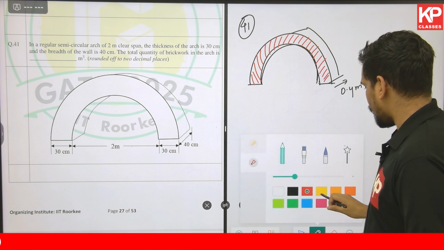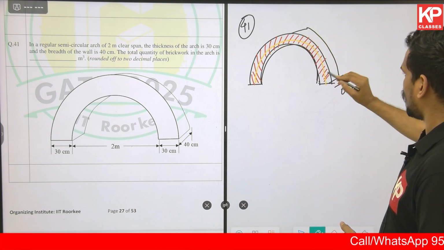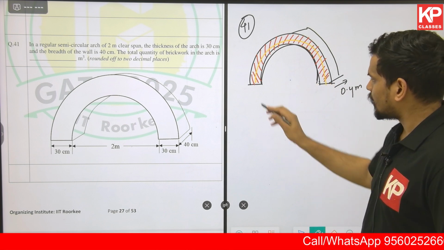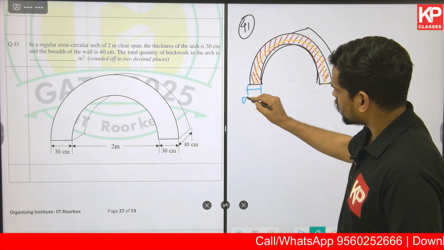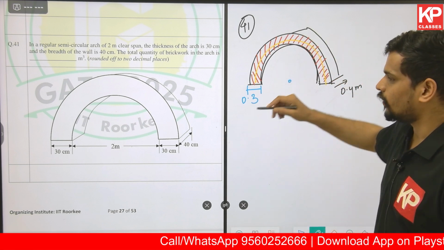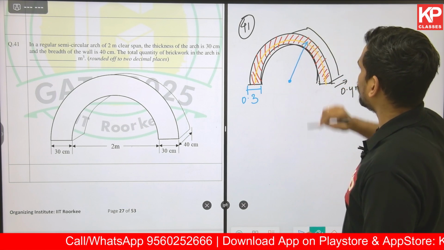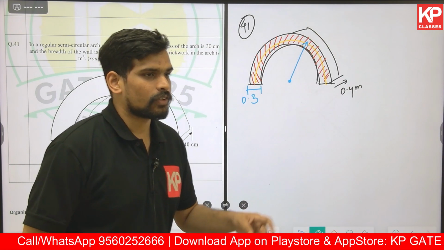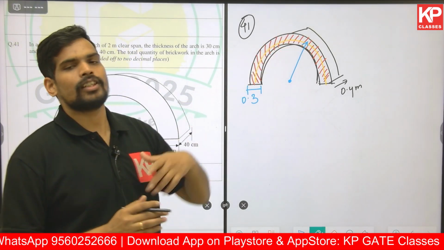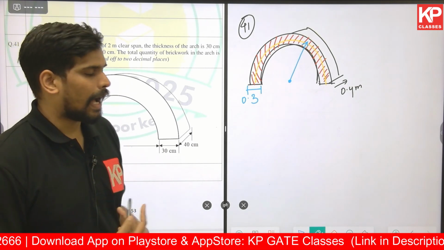And to find out this area, you'll need to first find out the length of this center line of the arch, then multiply it with the arch thickness. Arch thickness is 0.3. So to find out that length of the center line which I've marked, also called the mean length of the arch, you'll need to find out this midline radius, or say the radius till the mean length.